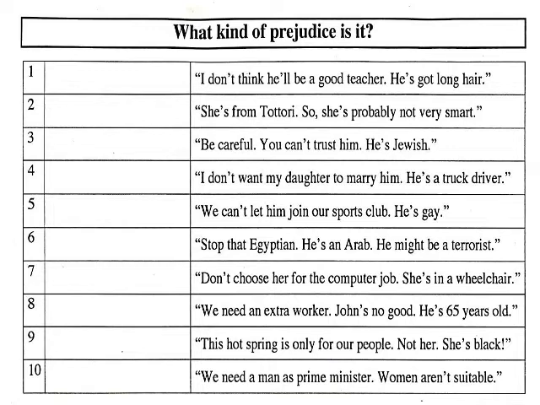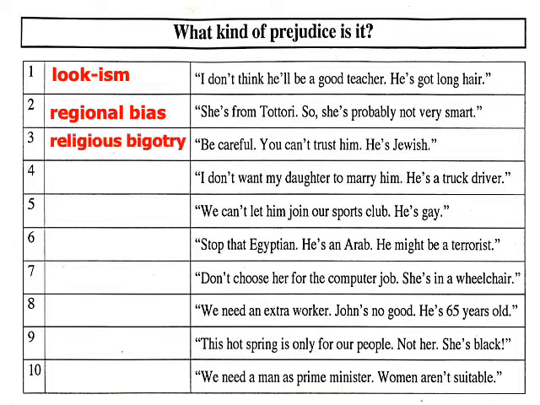Read the following sentences and write the kind of prejudice. Number 1, I don't think he'll be a good teacher. He's got long hair. Whoa, that is lookism, appearance-only discrimination. Number 2, she's from Totori, so she's probably not very smart. Ouch, that's regional bias. Trust me, we get this in Totori. Number 3, be careful, you can't trust him. He's Jewish. Religious bigotry. I don't want my daughter to marry him. He's a truck driver. Oh, that's social bias, social class.